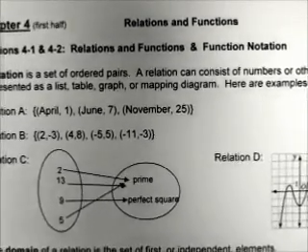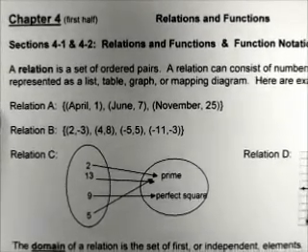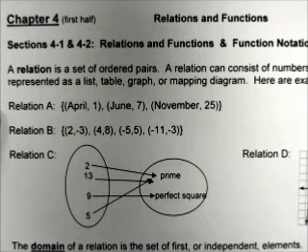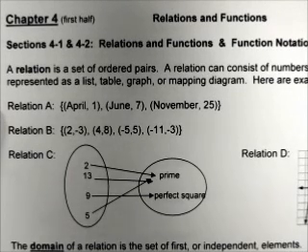So first term, a relation. A relation is a set of ordered pairs. A relation can consist of numbers or other items and may be represented as a list, table, graph, or mapping diagram. Here are some examples of relations.